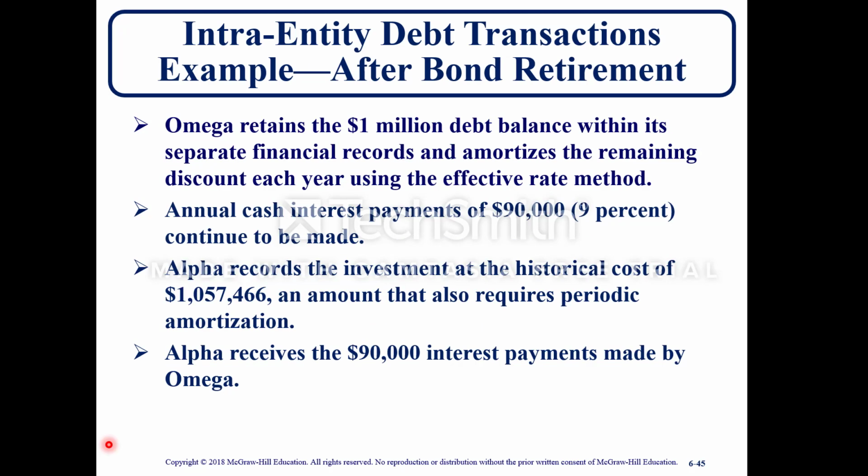After the bond retirement, Omega retains the $1 million debt balance within its separate financial records and amortizes the remaining discount each year using the effective rate method. Annual cash interest payments of $90,000, 9 percent, continue to be made. Alpha records the investment at the historical cost of $1,057,466, an amount that requires specific periodic amortization. Alpha receives $90,000 in interest payments paid by Omega.